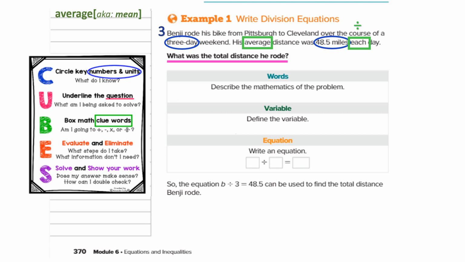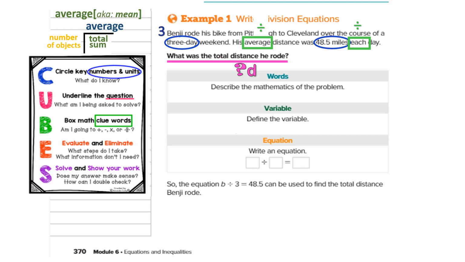But anytime I see mean or I see average, then it means the same thing. I'm going to find my total sum. So I'm going to add them all together and then divide by how many groupings we're talking about. I'm going to take my total distance. I'm going to divide it into 3 to give my average. So division, anytime that I see average, it simply means division.